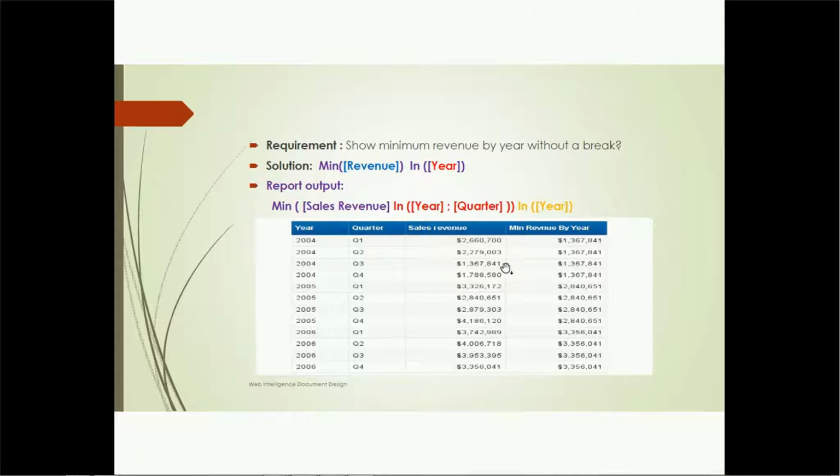See, this formula is like minimum of sales revenue in year or quarter in year, so it is outputting. The yellow-colored object mentioned here, in year, is nothing but outputting by year. Sales revenue will be calculated by year and quarter. Out of this sales revenue, I want to take the minimum of sales revenue, and it will output by year, so that will be specified in this column.